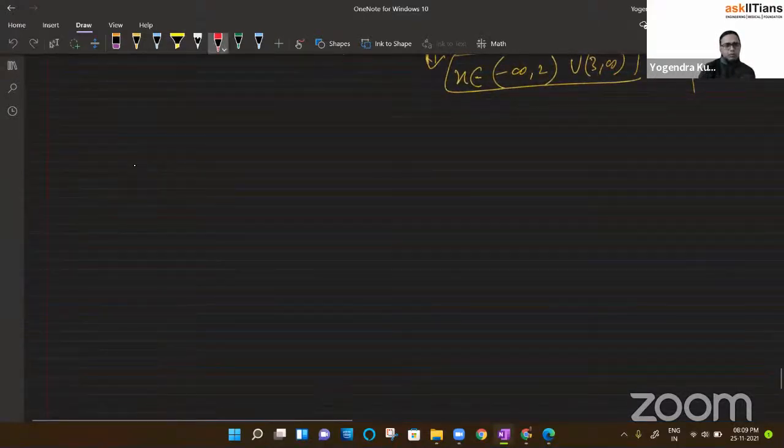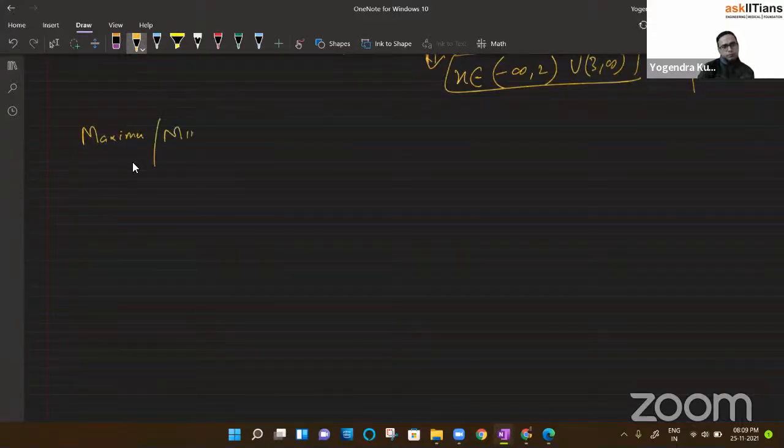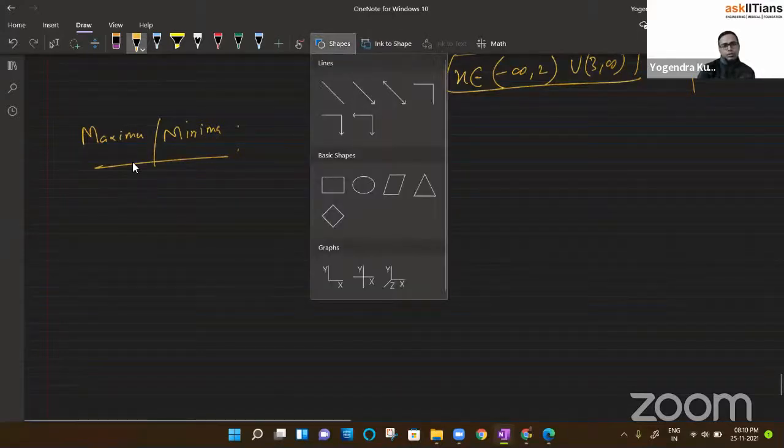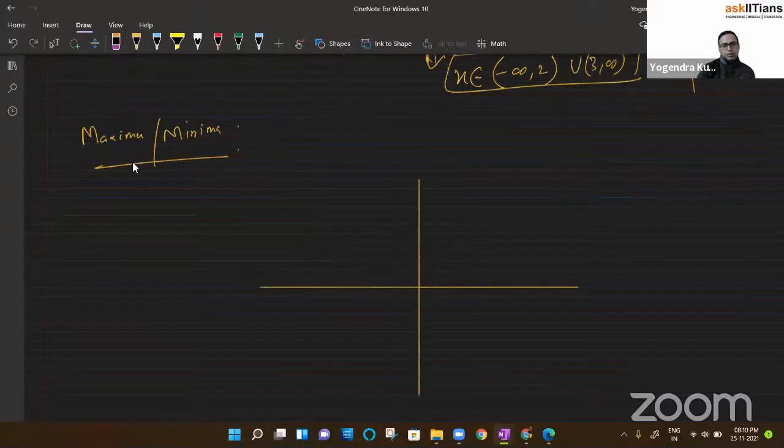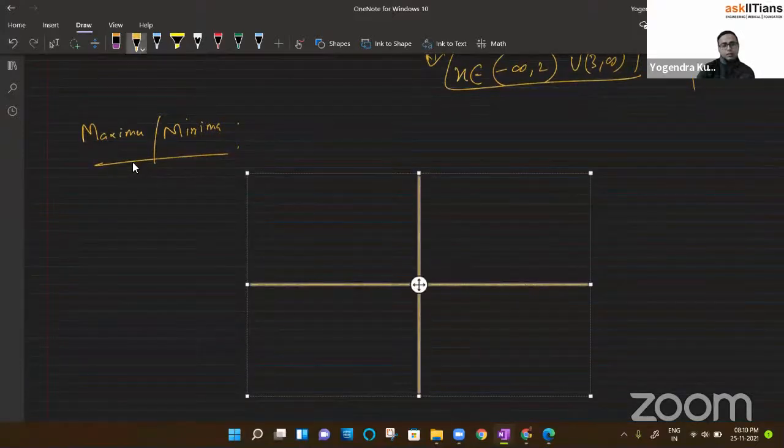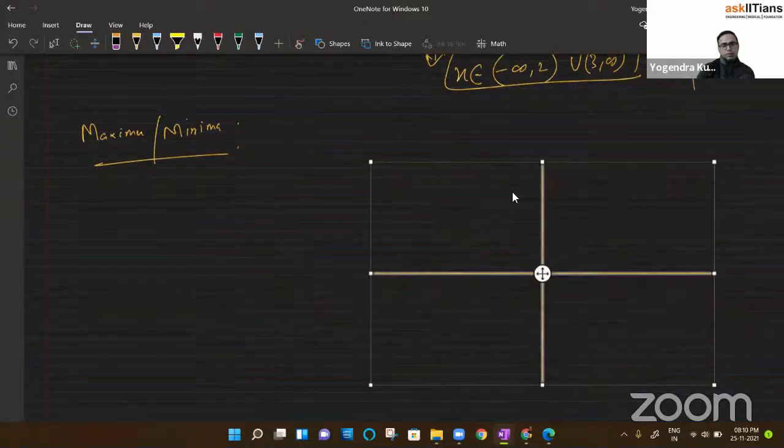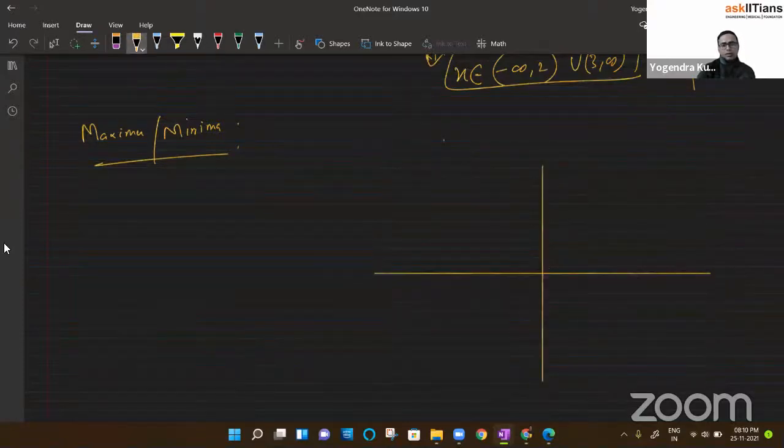Let's do the maxima or minima. In this, what we are going to do is find out where the maximum value and minimum value occur. Again, we can use the concept we learned above, and using that we can find out.